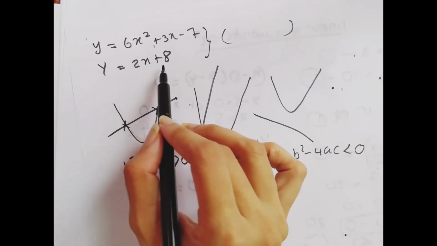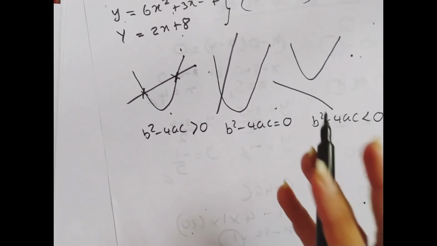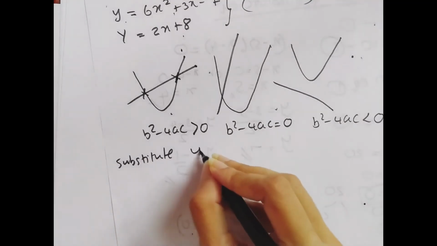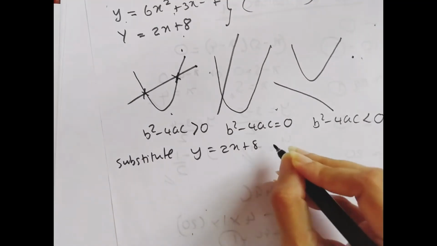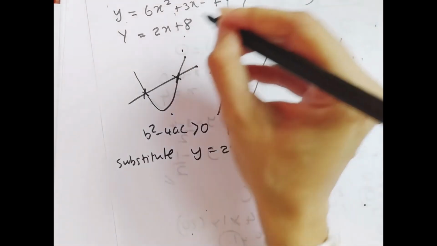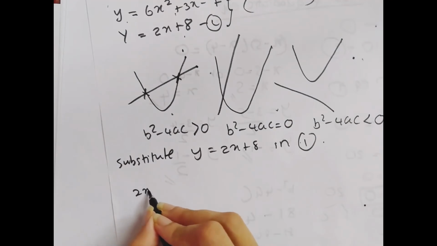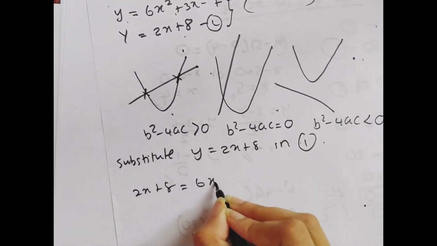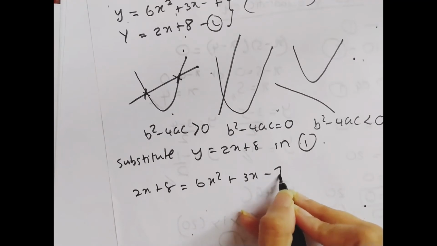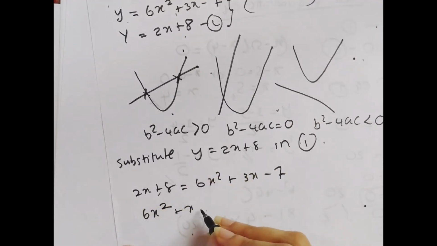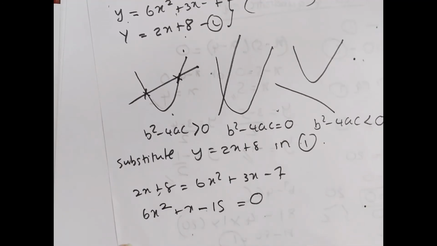So we'll take y equals 2x plus 8 and substitute it in here. So we'll call this 1 and 2, and substitute 2 in 1. So then 2x plus 8 is equal to 6x squared plus 3x minus 7. So then 6x squared, we'll take 2x to this side, so x, and we'll take minus 8 to this side. So it will be 6x squared plus x minus 15 equals 0.